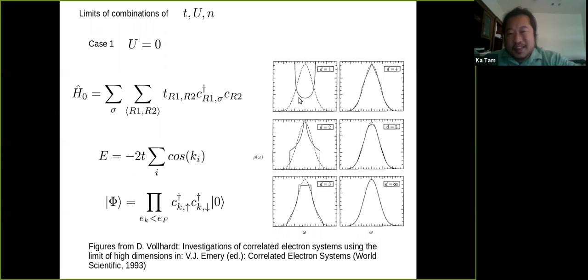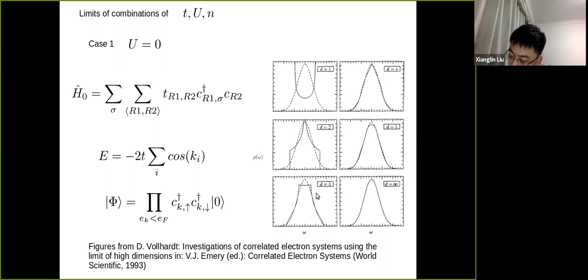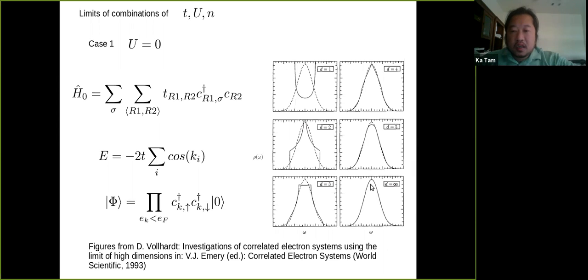So you can see the density there. The shape is very different when you go from dimension 1 to dimension 3, but above dimension 3, the shape gets closer and closer to a Gaussian. Actually, you can prove that in infinite dimension, the density is perfectly Gaussian.